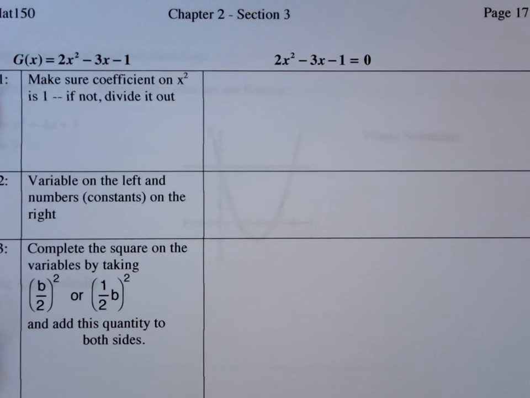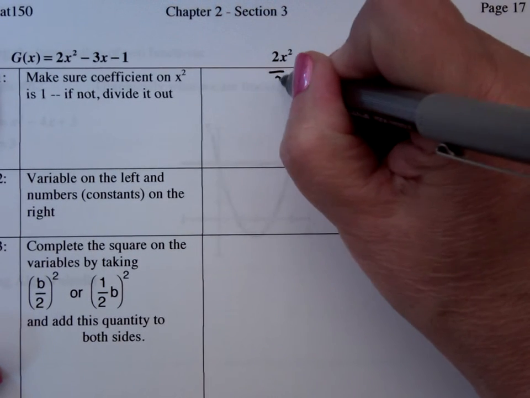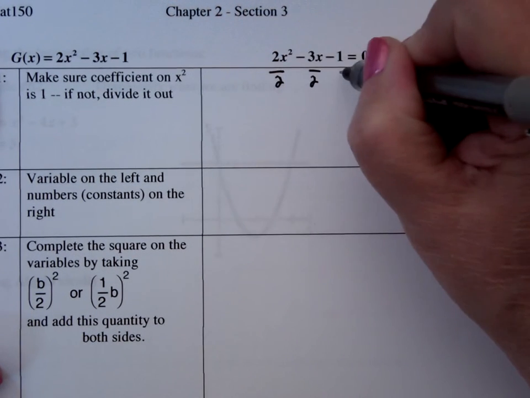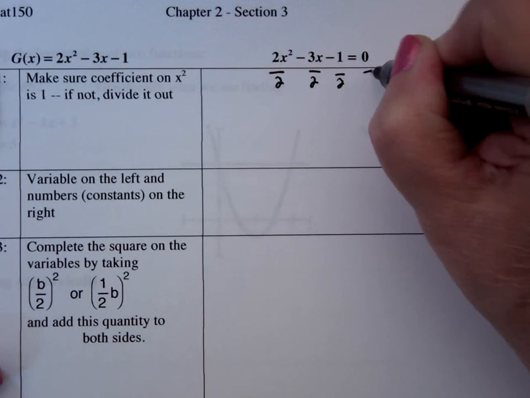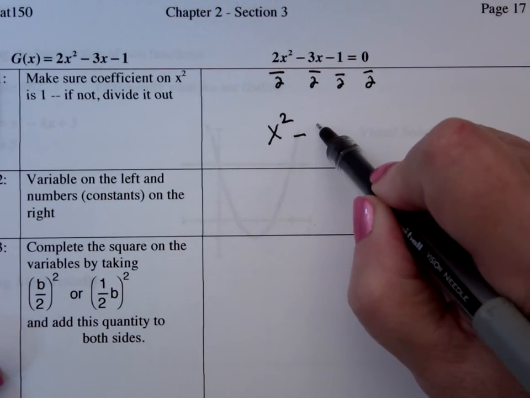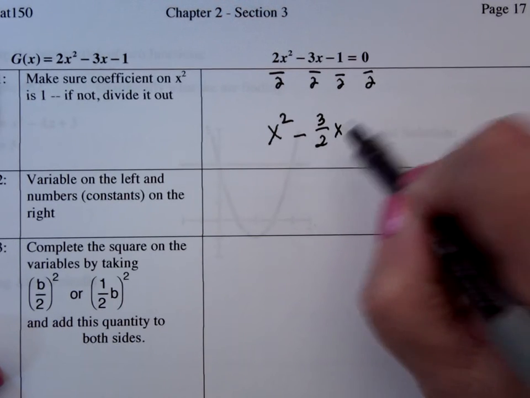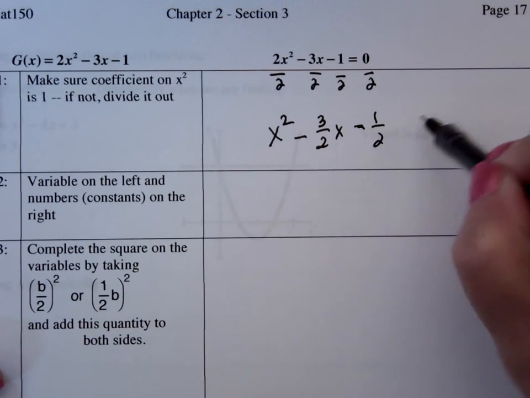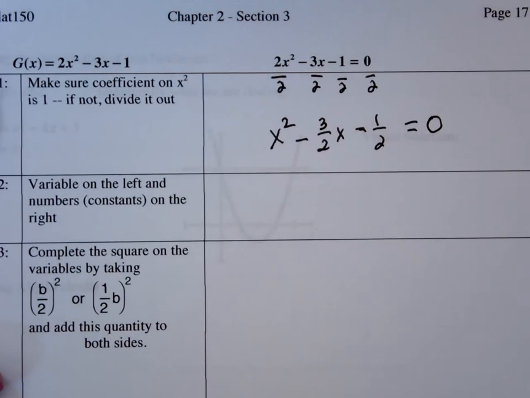Make sure the coefficient of x squared is 1, if not divide it out. It isn't 1, so I need to divide it out. This is how this guy gets fractions, by the way. So my new equation is x squared minus 3 halves x minus 1 half equals 0, since 0 divided by 2 is 0.